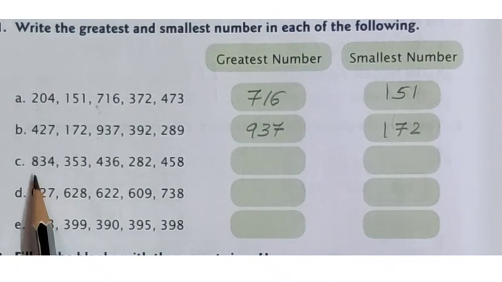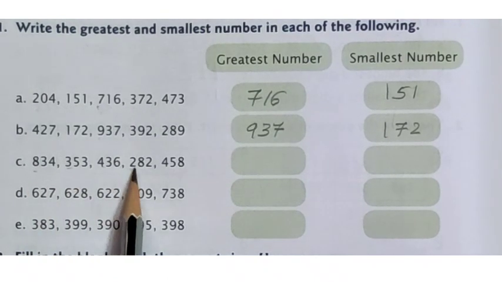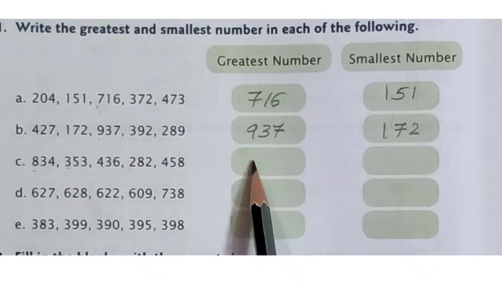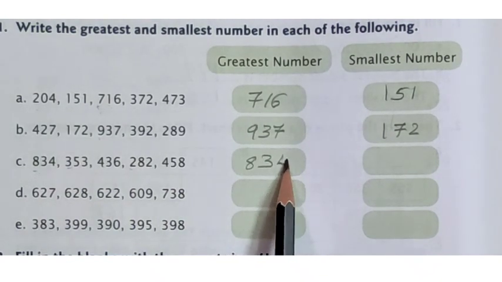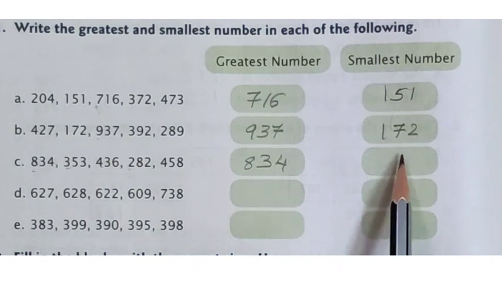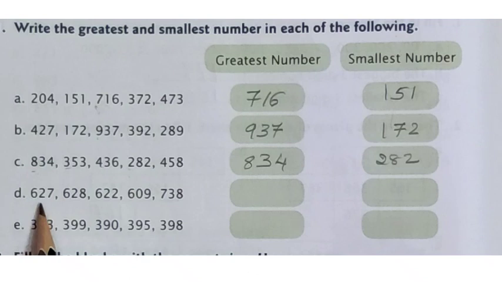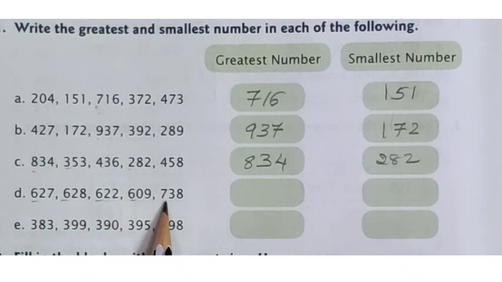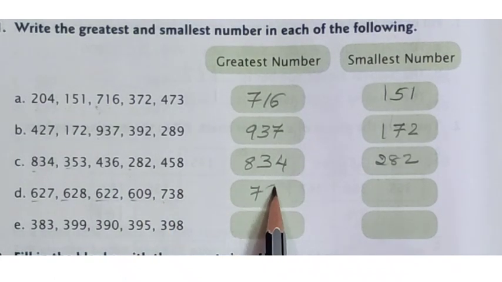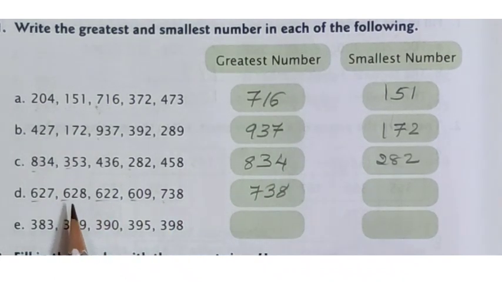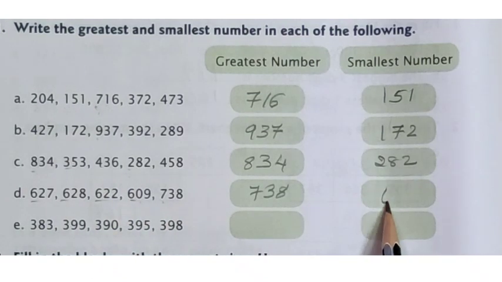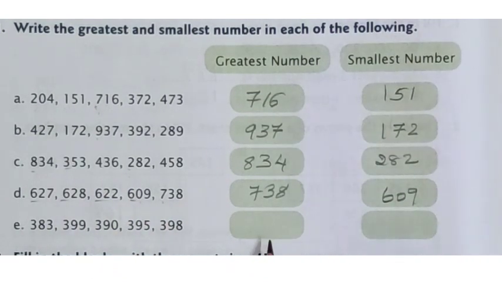Now here 8 in hundreds place, 3, 4, 2 and 4. So 8 is biggest. So 834 is the biggest number and 282 is the smallest number. Here 6 in hundreds place, we have 6 in hundreds place except this 7. So 738 is the biggest number and smallest number, all are 6 here. So compare the tens place. Tens place here we have 0. So 609 is the smallest number.